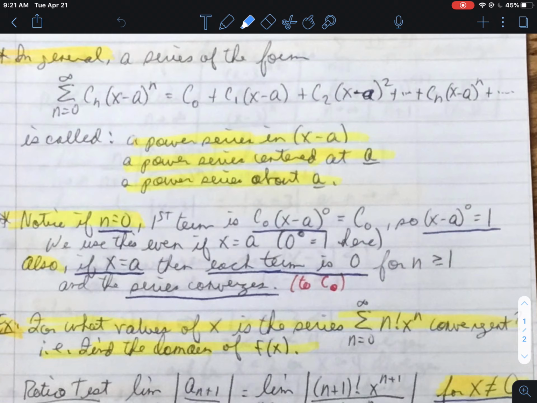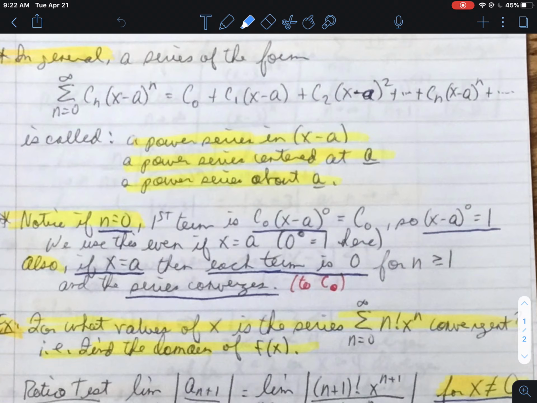Now, in general, we're going to expand on our previous definition. A series of the form, the sum as n goes from 0 to infinity of c sub n times x minus a to the n, which would be c sub 0 plus c sub 1 times x minus a to the first plus c sub 2 times x minus a squared, etc., is called a power series in x minus a, also called a power series centered at a, also called a power series about a. So you just see different language here. I tend to use the second and third one. I don't typically use the first one. So I'll say a series centered at a, or a power series about a.